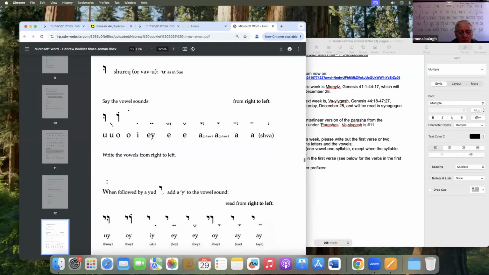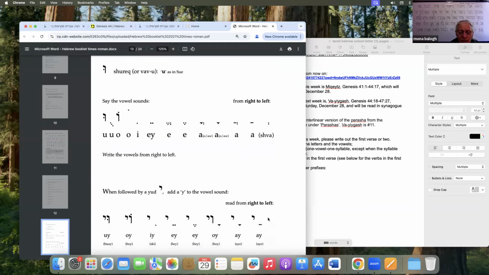And that's it. Now, when you have a yud after the vowel, a yud makes the Y sound. So you've got the patach yud, I. Kamatz yud, I. Kamatz vav yud, oi. Segol yud, a. Tsere yud, a. Hirek yud, e. Vav o yud, oi. Vav u yud, ui.